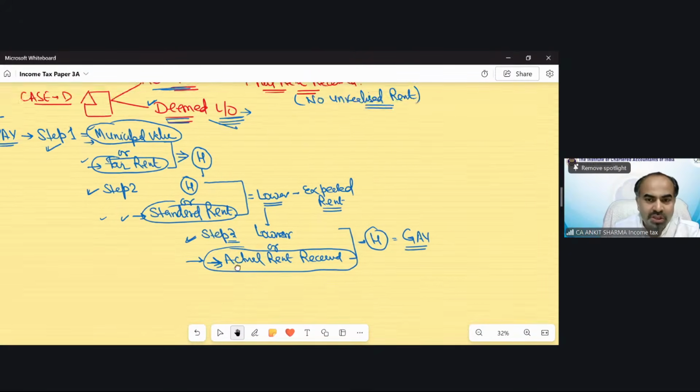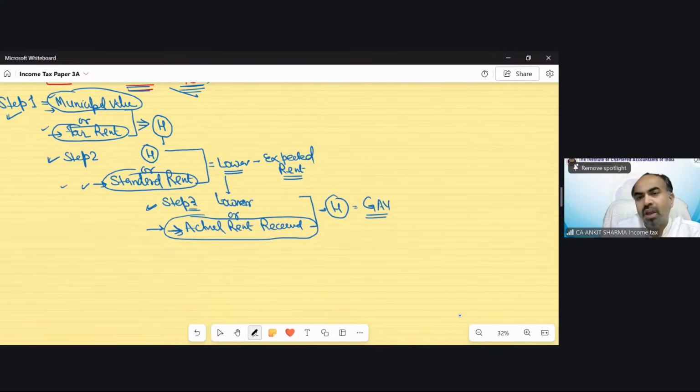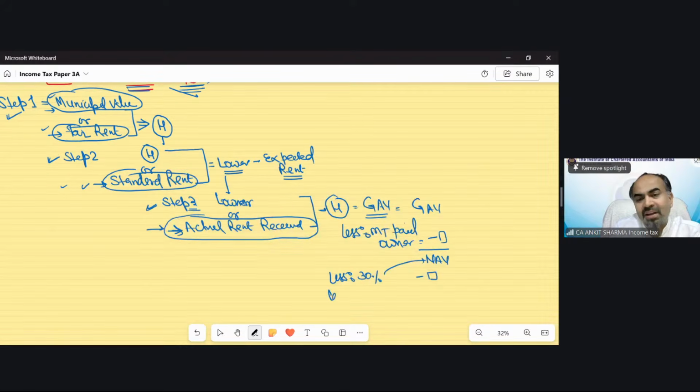And in the question of house property, if you are able to find out the GAV, that means the question is solved, because the format after that is just municipal taxes paid by owner. That would be given in question. If paid, reduce it. This is your net annual value. Out of this, we have to reduce deduction of 30%, that is fixed, of net annual value, and interest deduction.